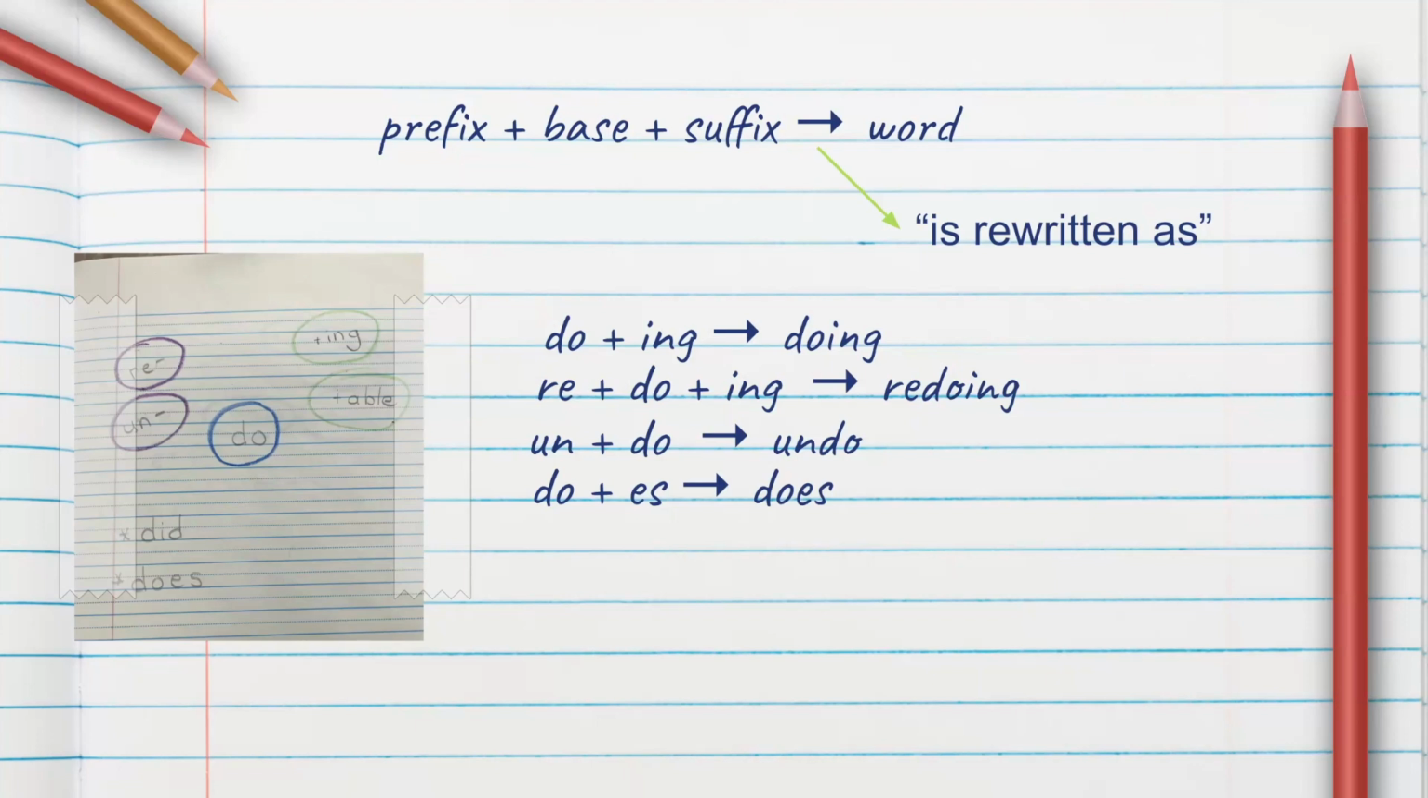So if I spell this out, D-O plus E-S is rewritten as D-O-E-S, does. That's a totally logical thing that I would say to you. However, if I say do plus ES is rewritten as does, that sounds crazy, because how did the "oo" become a "uh"? So that's why we always spell all the things before we say the word at the end.